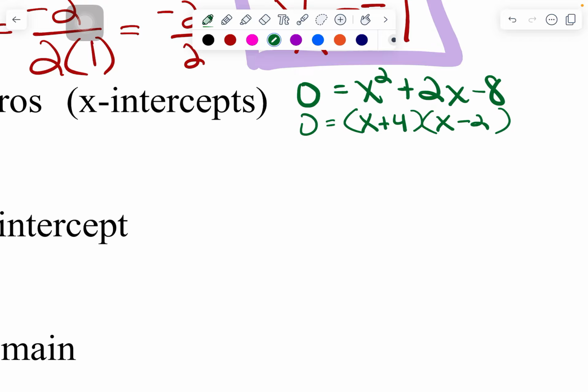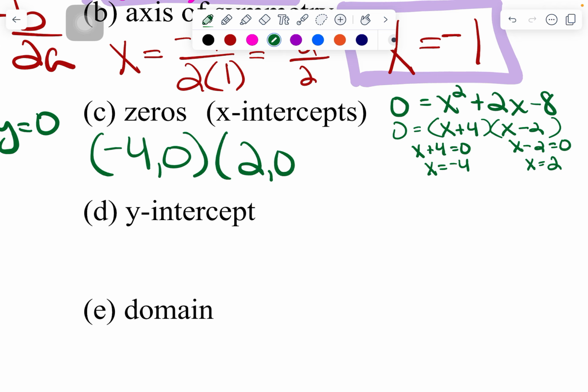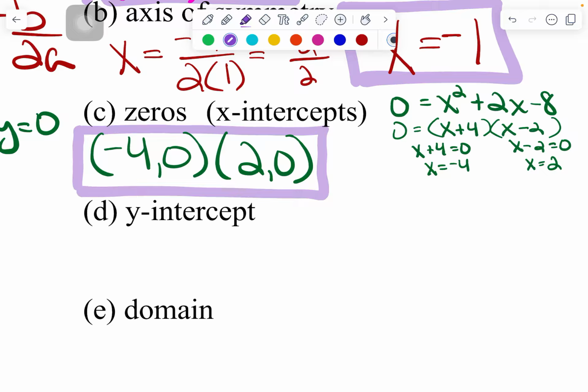Yep, that works. And once we've got it factored, we're going to set our factors equal to 0. And so you get subtracting 4 here, x equals negative 4. Adding 2 here, you're going to get x equals 2. So your x-intercepts are going to be the points (negative 4, 0) and (2, 0). So there are my 2 x-intercepts, or better known as zeros.